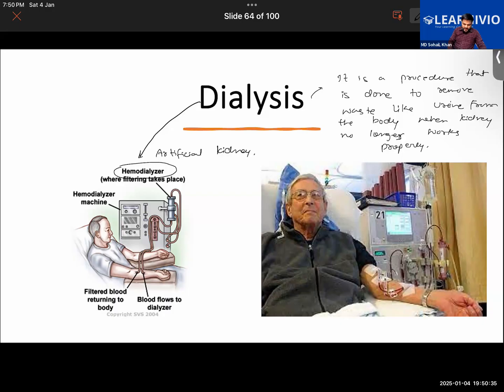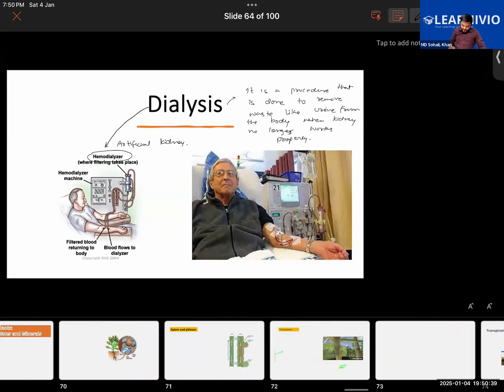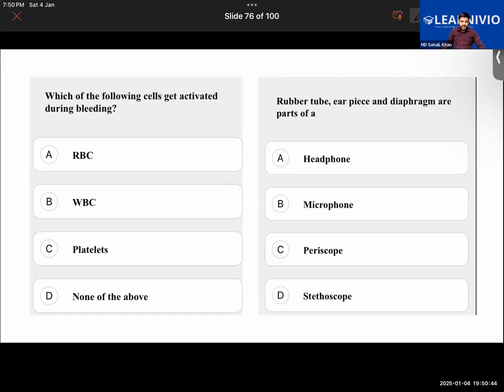So we have done these two topics. We have some questions to do. Let's do the questions quickly. Which of the following cells get activated during bleeding?